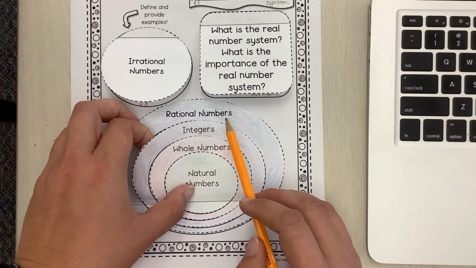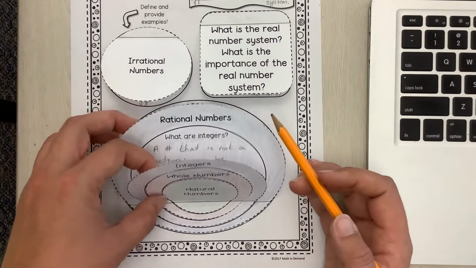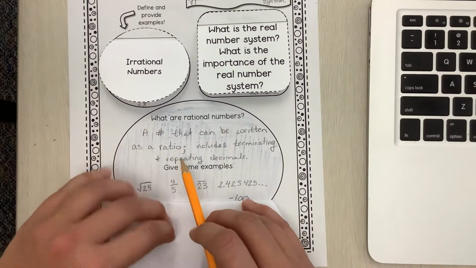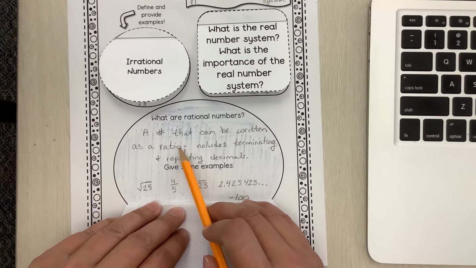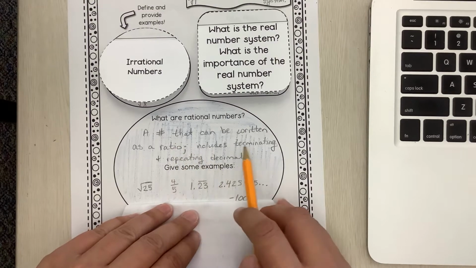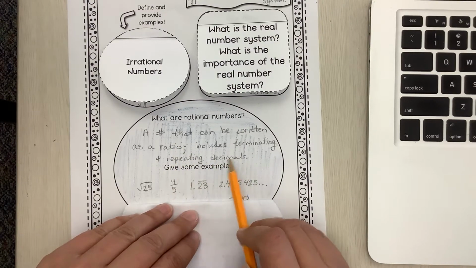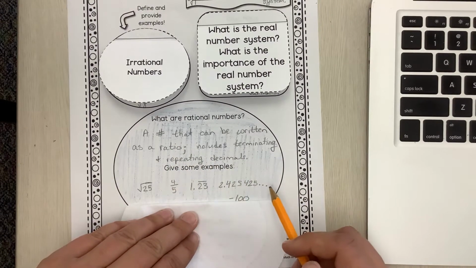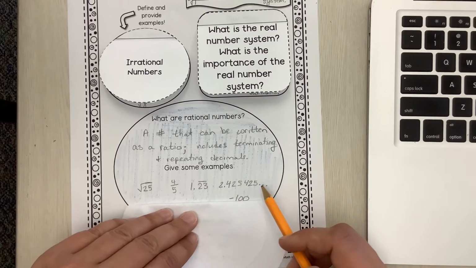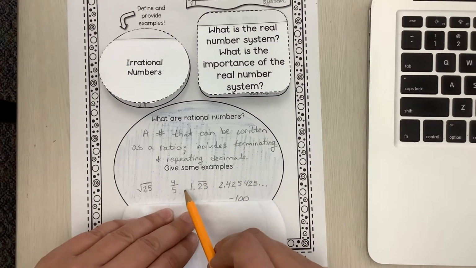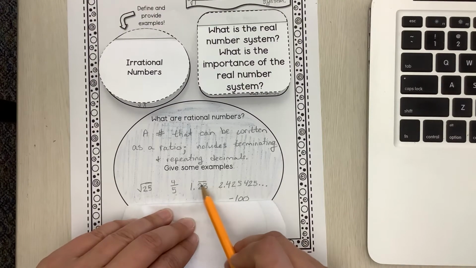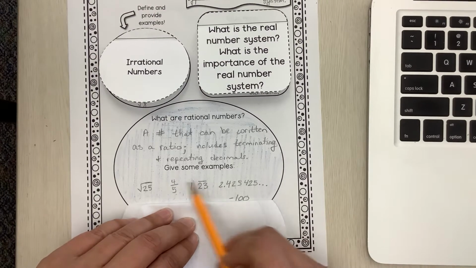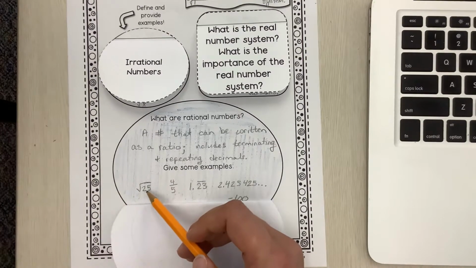So let's talk about what rational numbers are. Rational numbers are numbers that can be written as a ratio, or fraction, and include terminating and repeating decimals. All of these are examples of rational numbers. So rational numbers means it's a number that can be written as a fraction or a decimal that repeats or ends, okay?